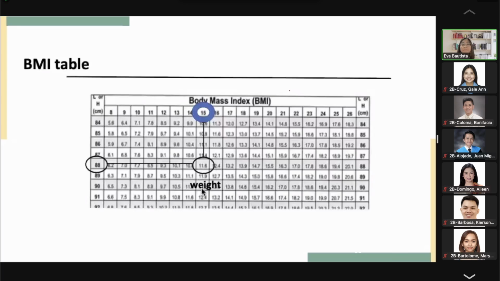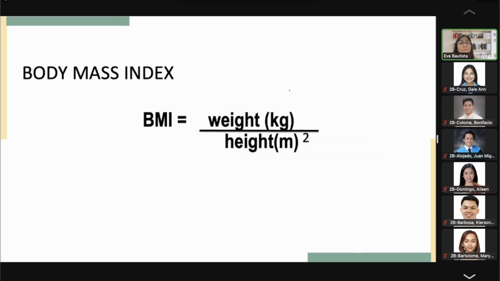We can use the table by getting the height in centimeters and the weight of the infant. So we plot it. This is the weight and that's the height, 15 kilograms. So you see, as the weight increases, the BMI increases because in the formula, the weight is in the numerator. So the weight is directly proportional to the BMI.